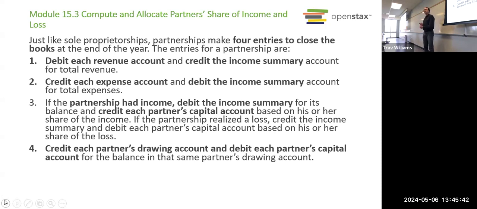Would there be dividends in a partnership? Dividends are only for corporations, right? So there would be no dividends. So what you do for the 4th step is you would credit each partner's drawing account and debit their capital account. The drawing account is where they're allowed to actually take the money out. So some of the capital that they earn as partners has to stay in the partnership. But some of the capital they earn, they can withdraw. So whatever goes into the drawing account is what they can actually take out.